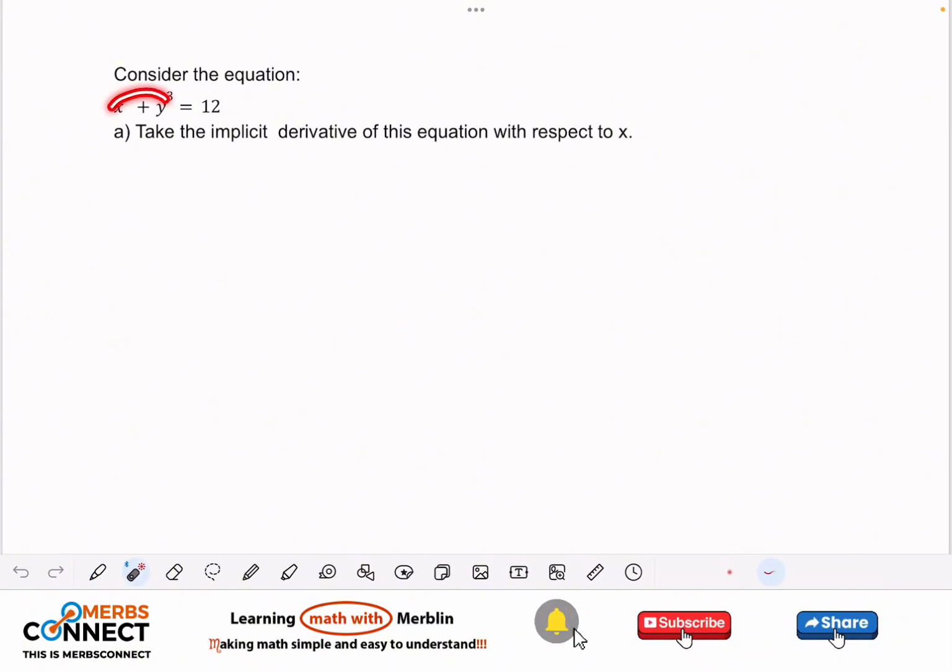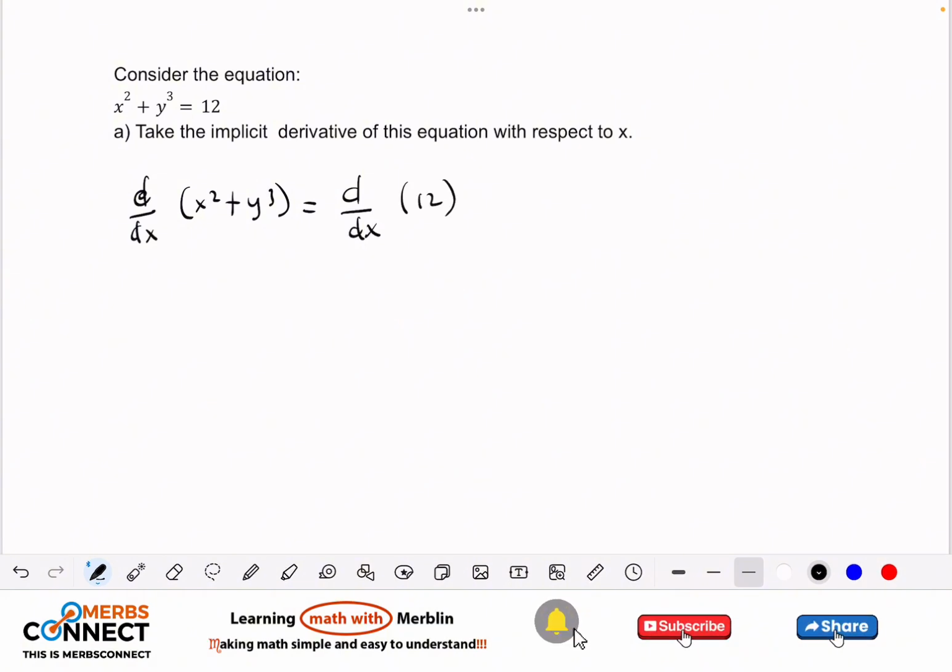We have the left and we have the right. So we are going to take the derivative with respect to X on the left and then the derivative with respect to X on the right. Good. So when I want to differentiate X squared with respect to X, what am I going to get?